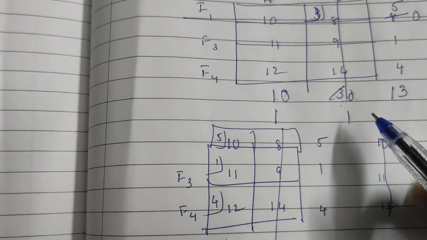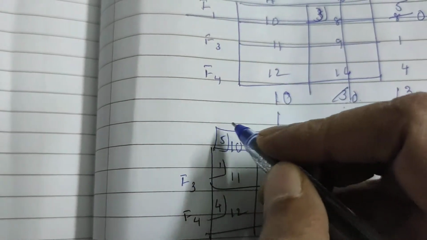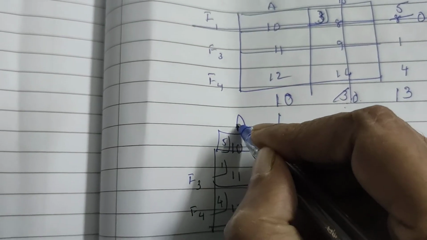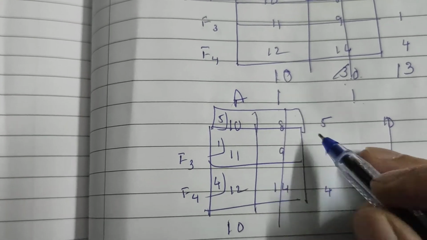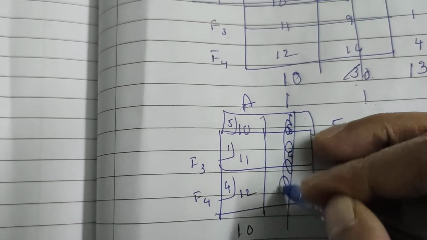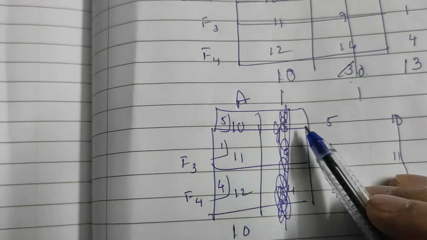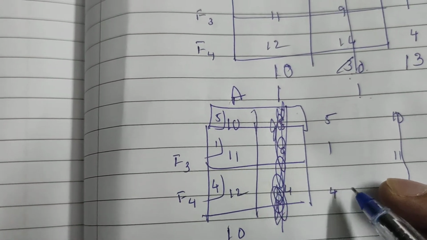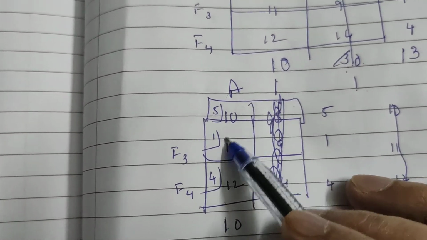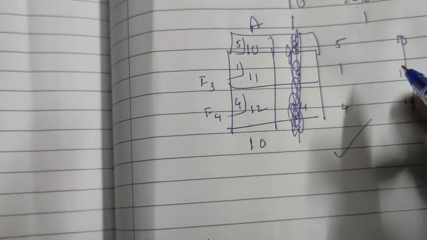After deleting the column, only A is there, so 10 to 11 only. After deleting this one, this is not there. So we can take only 5 and 4 and 10. We directly mention 5, directly mention 1, directly mention 4. So 5 plus 1 is 6, 6 plus 4 is 10. So we have got the final answer of this one.